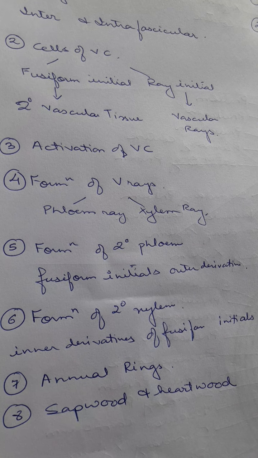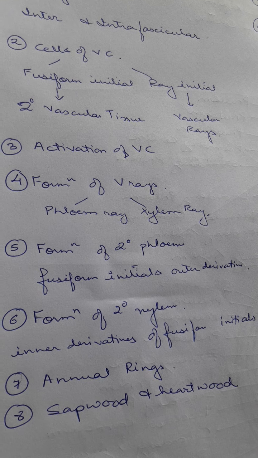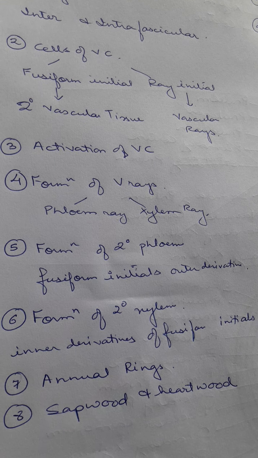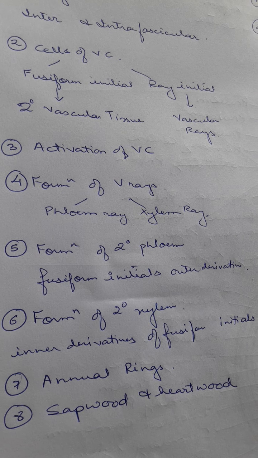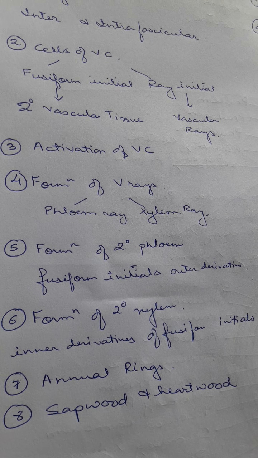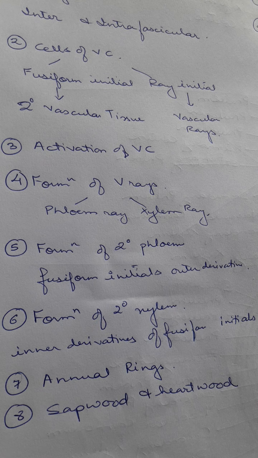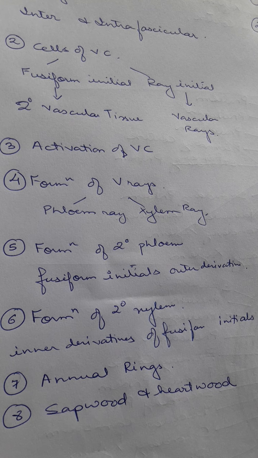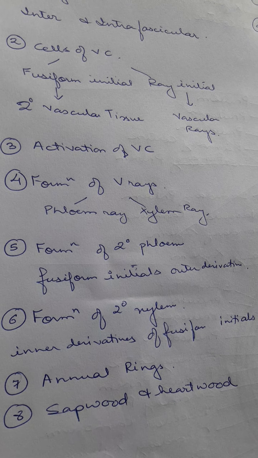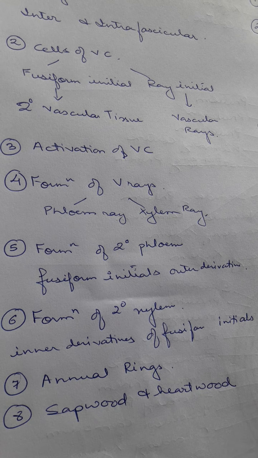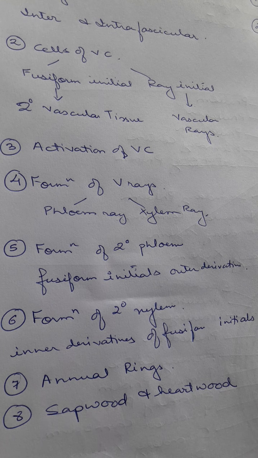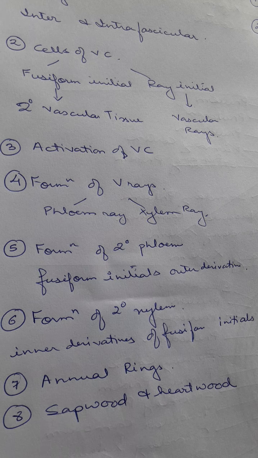Now after the formation of the secondary xylem and secondary phloem, we come across the formation of the annual rings. These are also called the growth rings. That means it is the wood formed in a single year. How much wood is formed in a single year, that constitutes the annual rings. Okay, now normally what happens, the season is divided into two parts: favorable season and unfavorable season.